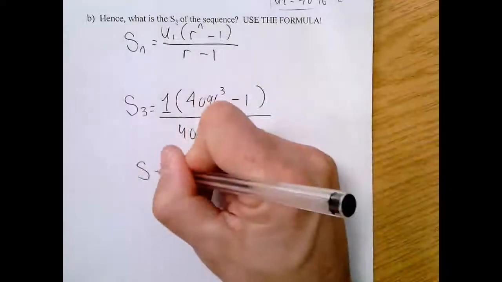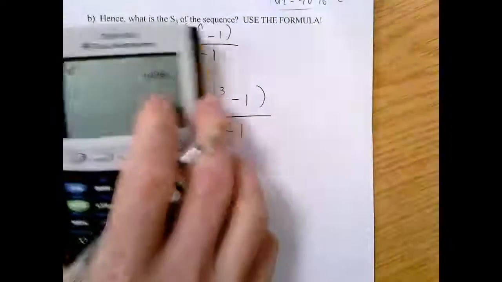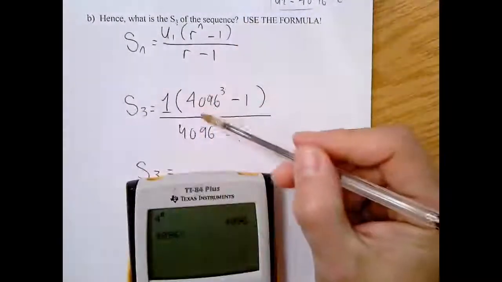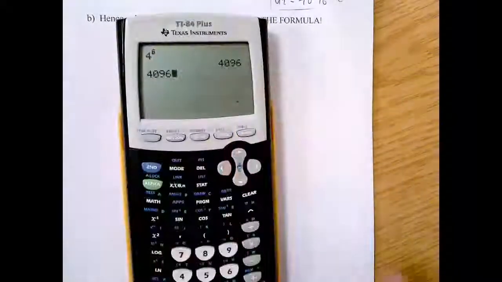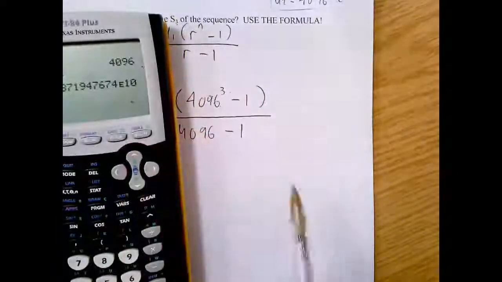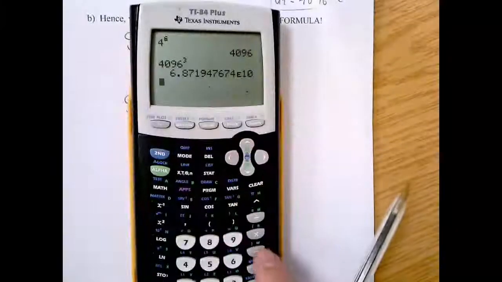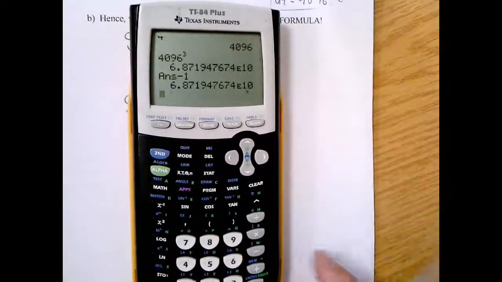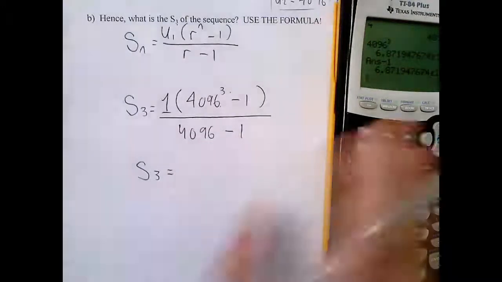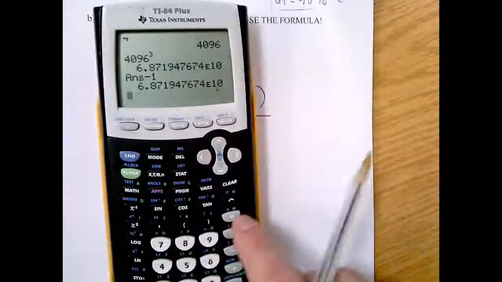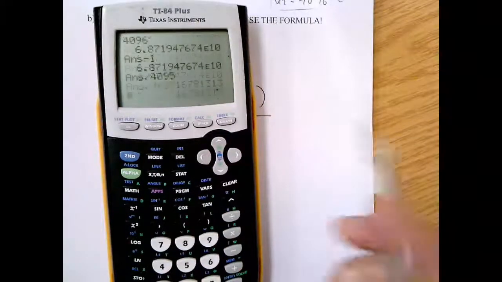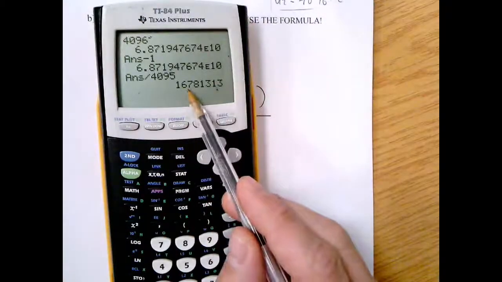So let's see here. I cannot do 4,096 to the third power in my head, but I'll just do it here. So we have 4,096 raised to the third power. Whoa, it's a big old number. And then we subtract 1. See, I'm just using my calculator to run through it. And then I need to divide by 4,096 minus 1, which is 4,095. Divided by 4,095.